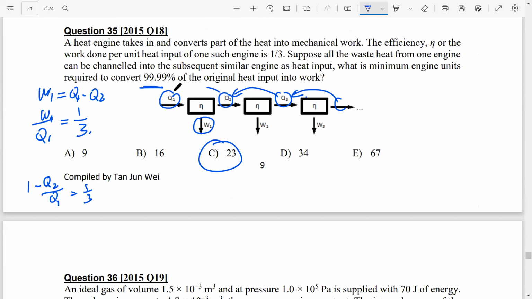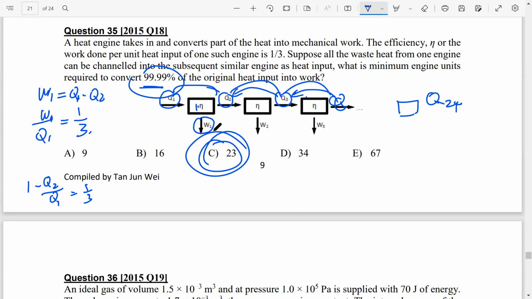It's because you have 1 year, so we have 24 of these Qs. You go until Q24. By the time of Q24, in between, there are only 23 engine units. So the answer is 23. So after 23 units, 99.99% is converted into work.